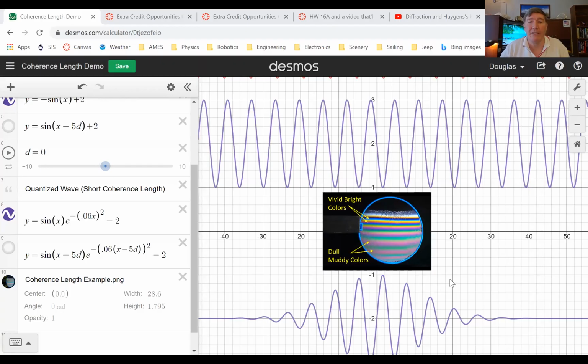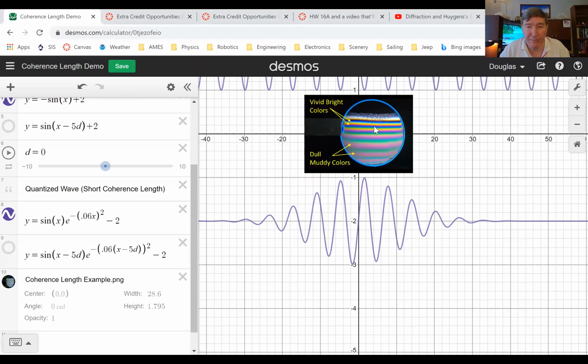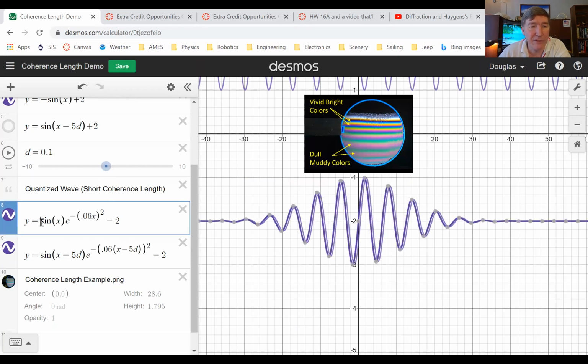Okay, so let's go back here to my coherence length demo. Let's explain why it is that the colors are bright and vivid up here, but as you get down here, they go muddy. All right, so I need two waves. The first one here is the wave that got reflected off the first surface. This lower one is the wave that got reflected off the second surface. You see there are actually two waves. But remember that the wave that got reflected off the first surface got inverted. So let me put a minus sign there.